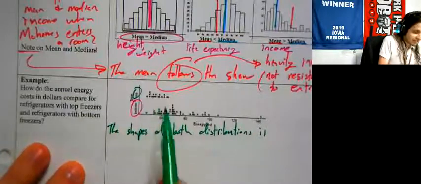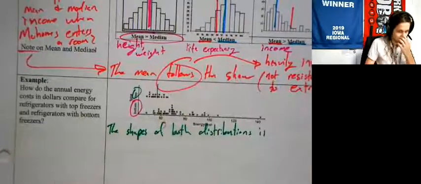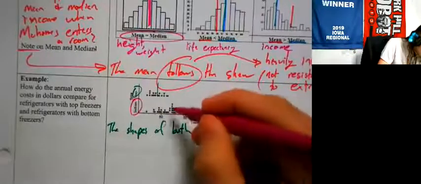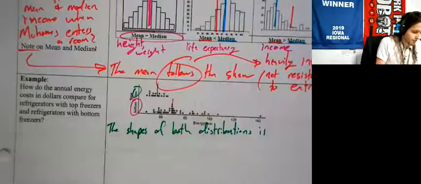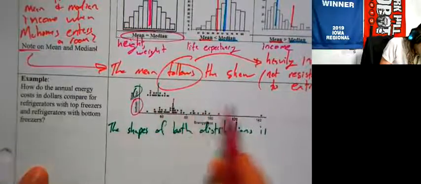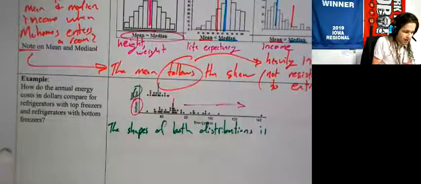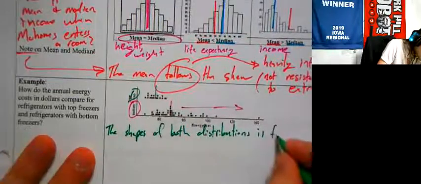Up here looks pretty symmetrical. Think about if here's the middle, looks about the same on either side. If you want to talk about this one, I don't know, is that one symmetrical? Maybe this one's a little bit skewed right? I don't know. The shape of both distributions is, let's say, fairly symmetrical.